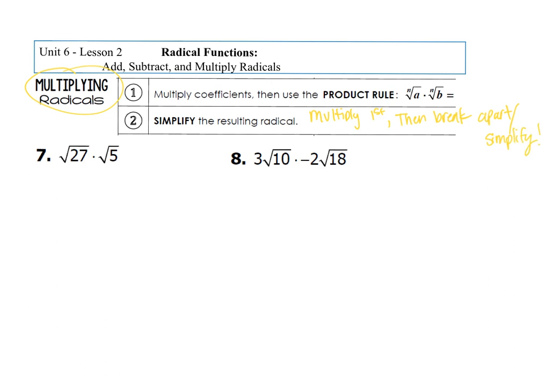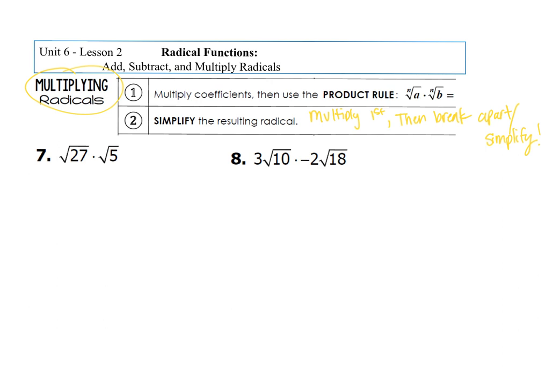We make it be one radical and then we simplify it in the end. That way it's a lot easier. We're going to use our product rule. Okay, now you can only multiply if they have the same index. So square roots with square roots, cube roots with cube roots, and so on.